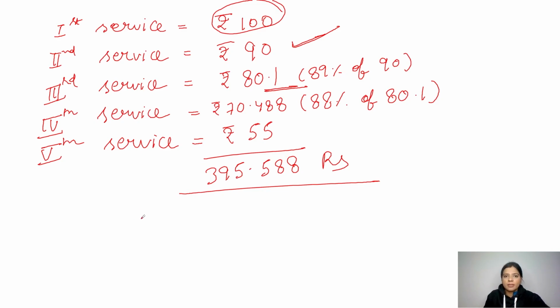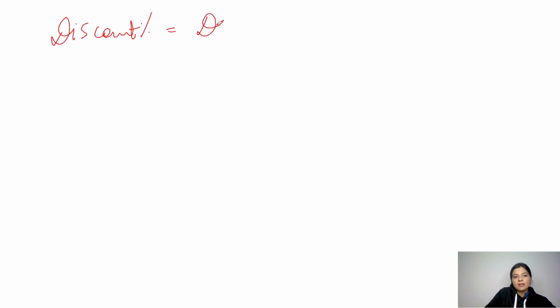But if he wouldn't have got them done in a single year, he wouldn't have got any discount. So the actual amount that he had to pay, without any discount, that was rupees 500. But now, after taking the advantage of the discounts, he had to pay only 395.588 rupees. So to calculate the discount percentage, discount percentage is nothing but discount upon actual price into 100.